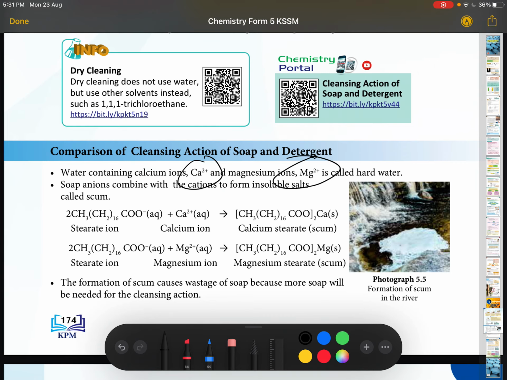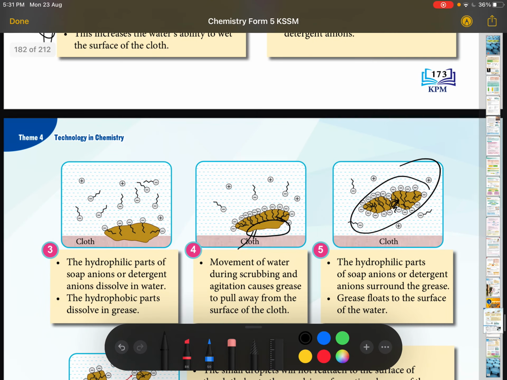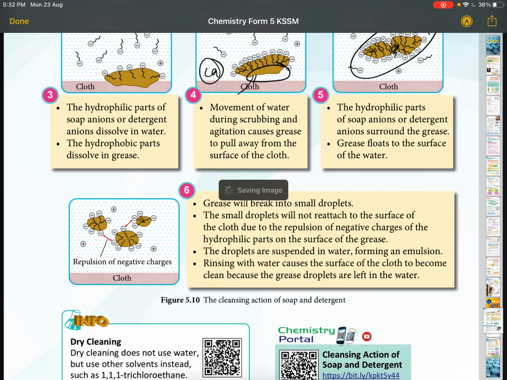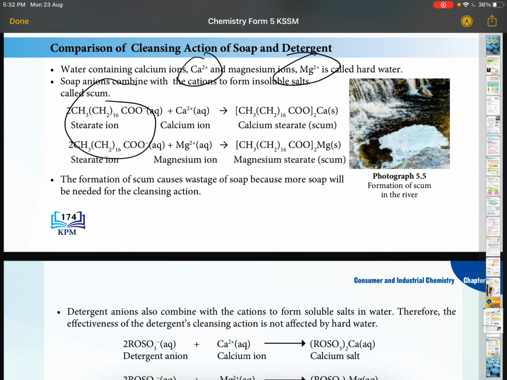That's because you know how the soap will ionize to become cation and anion. The anion will go to the grease, but some of it will instead react with the calcium or the magnesium. Because of that, they will combine to form scum, and scum is a white precipitate. It is insoluble in water.